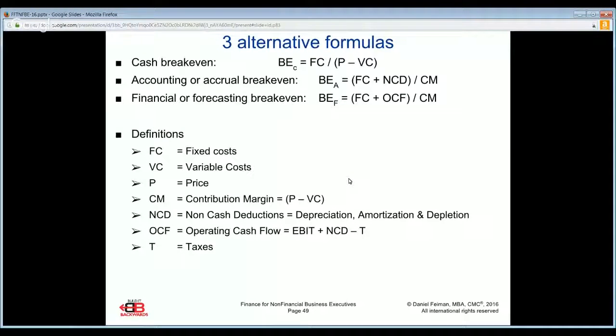Cash is the baseline. Accounting or accrual is what is frequently used in organizations unless we want to truly look into the future and hit a specific target rather than just the break-even. So cash break-even, an accounting break-even, or a financial break-even. Those are the three alternatives.